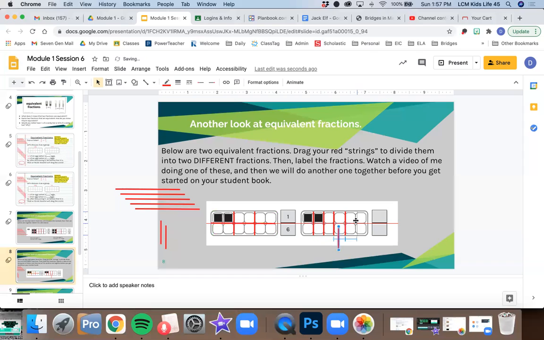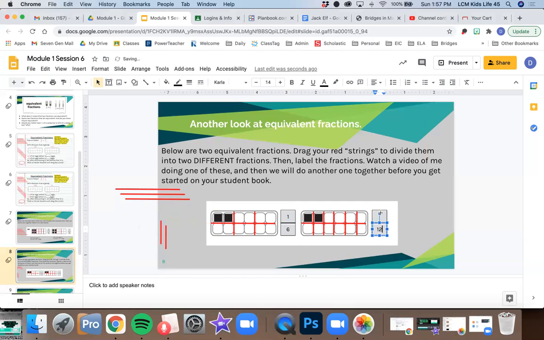Could I divide it into 12ths, which would mean that each egg is its own section? Is this divided into 12ths right now? It is. It's now divided into 12ths. If I were to do those green boxes again, I'd have 12 of them. So I can do it in 12ths.